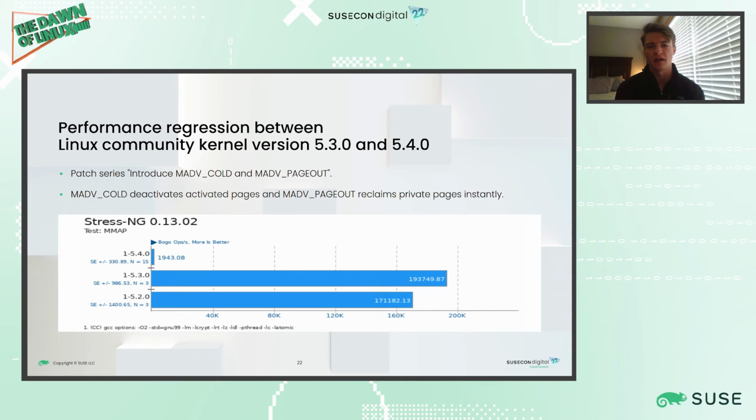So I opened a Bugzilla, and Mel Gorman, a kernel engineer at SUSE, determined the exact cause of the regression. The mmap test case calls madvise with different advice arguments, including madvise cold and madvise page out. Both of those had not been implemented until community kernel version 5.4, and the patch series was not pulled into SLES until SLES 15 SP4. Because both of those arguments had not been implemented, the system call failed, and no work was actually being done besides returning an error code, resulting in an incredibly high number of operations per second.